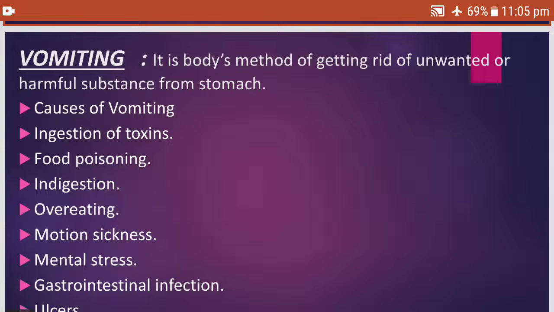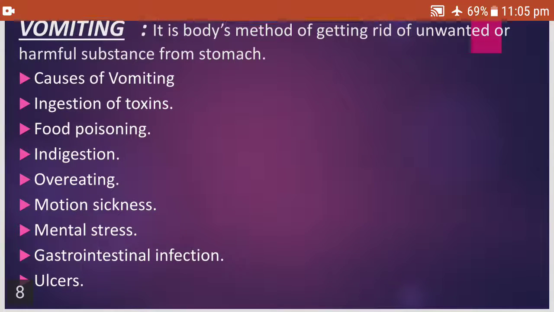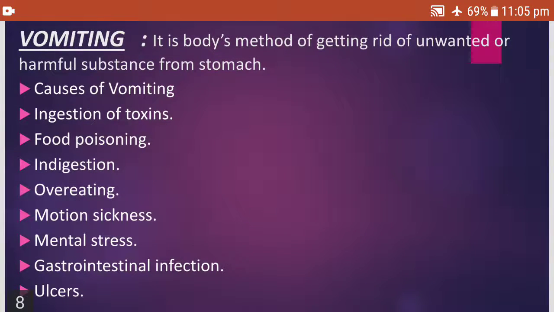There are various causes of vomiting: ingestion of toxins, food poisoning, indigestion, overeating, motion sickness, mental stress, gastrointestinal infection, or ulcers. Vomiting can occur in any of these cases.